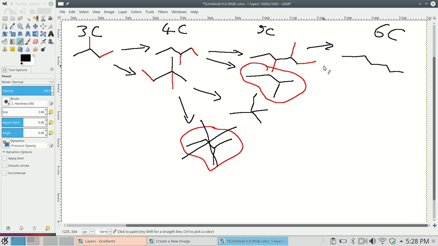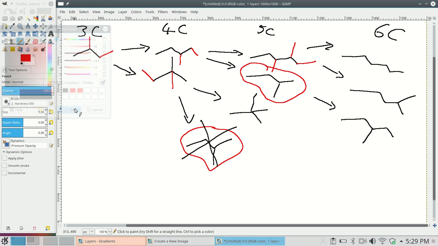or we generate the branched structure, which looks like this, or we generate this structure. So these are the three resulting structures that we get from the formerly linear structure.